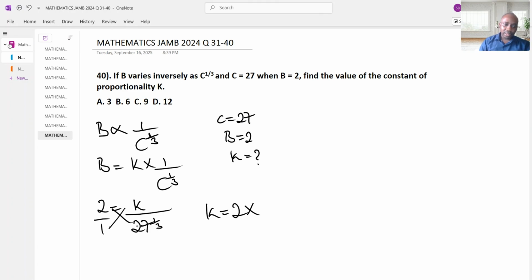What number can we multiply together three times that will give us 27? It's 3. 3 times 3 is 9. 9 times 3 is 27. It means that 27 raised to 1 over 3 is equivalent to 3. Therefore, our final answer now equals 2 times 3, which is 6. Our K is what? 6. Option B.